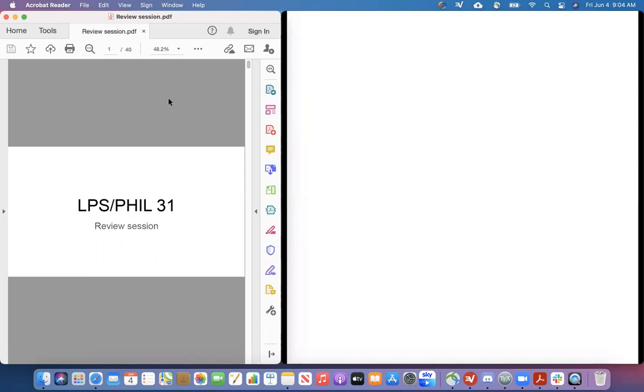So on the left, we've got some slides over here. And then on the right, I'll be doing some drawing as we go along. So hopefully everyone can see both of those screens there.